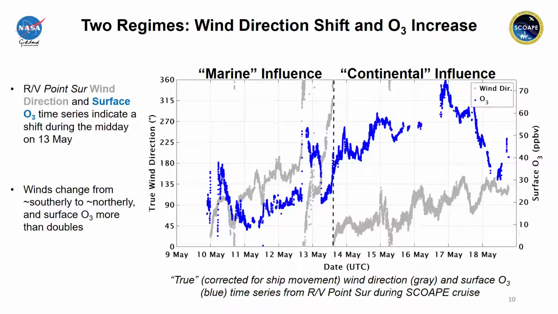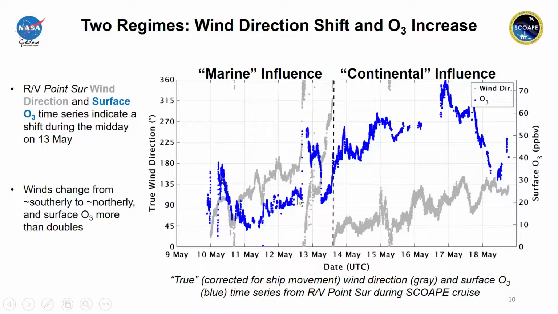I will show 3 examples relating to air quality. So this is, the gray is our wind direction with the scale on the left, and surface ozone is the blue with the scale on the right. And you can see what I mean by these 2 regimes. We started collecting on the 10th. As I mentioned, numbers as low as 10 parts per billion, really tropical origins of ozone with our onshore winds.